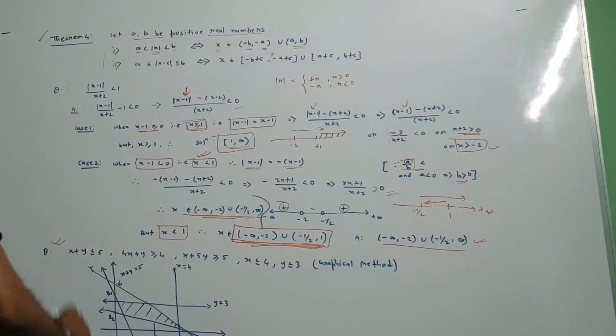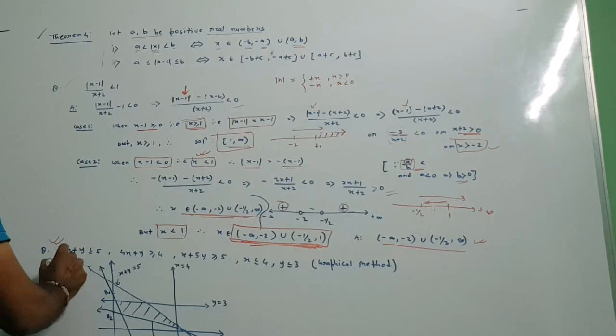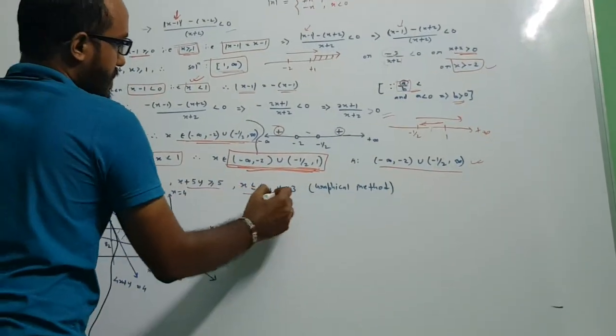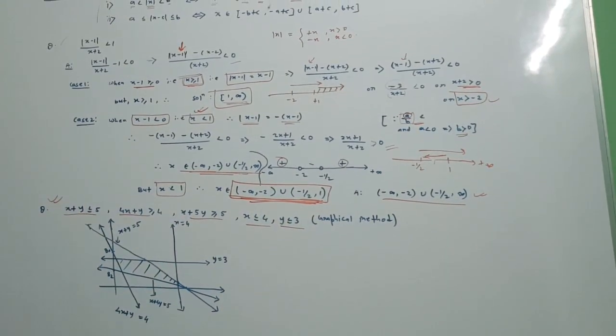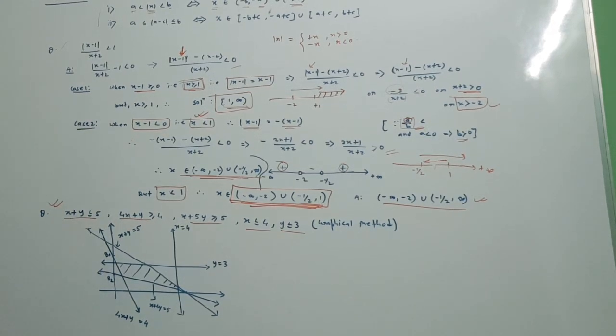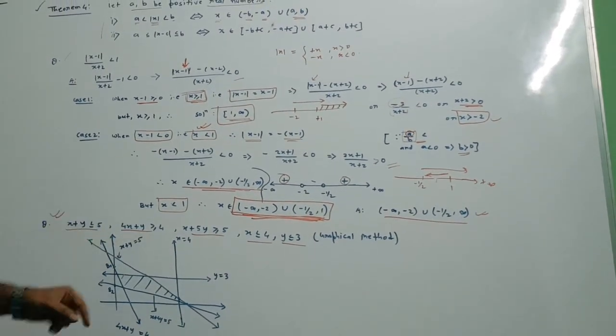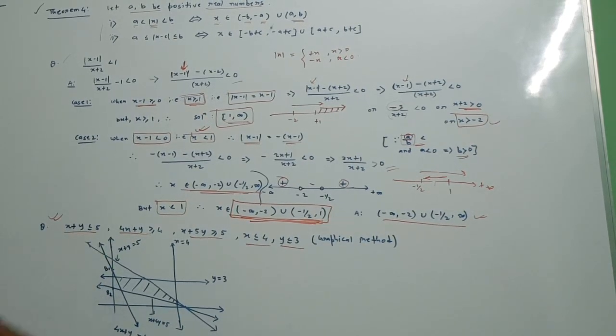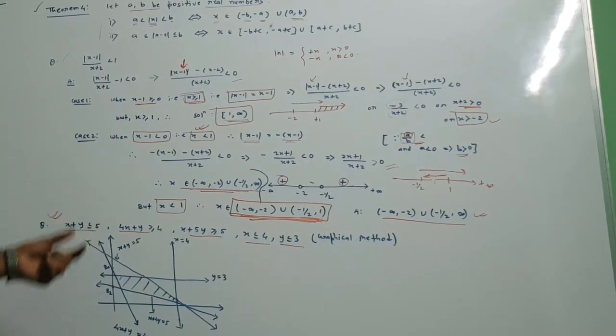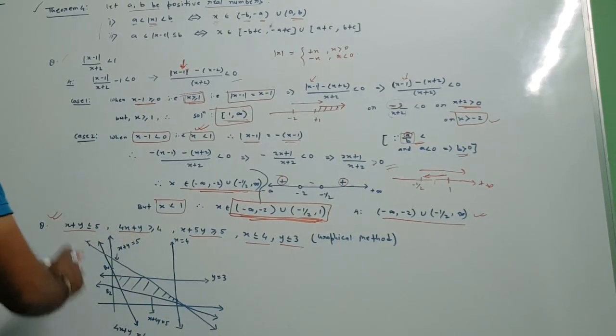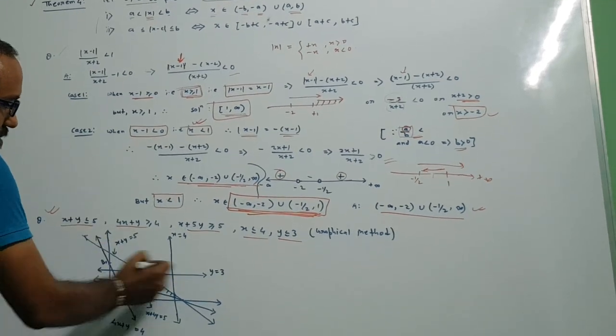Now there is another type. If we are given some inequations and we want to solve them graphically, this is known as the graphical method. Whenever this type of problem is given, always make the inequality an equation, so x plus y equals 5. Now make the table, take two values and draw the straight lines. We have already drawn all the straight lines.